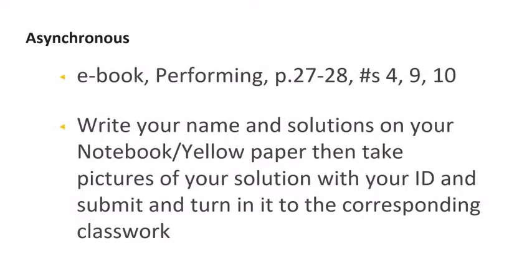Now it's your turn. Using your ebook, please refer to pages 27 to 28, letter B, performing part. You will only answer numbers 4, 9, and 10. In your solution, you can use yellow paper, a page of your notebook, or a bond paper. You have to write your name and then your solution. For the first page, take a picture with your ID and then continue; for the remaining pages, it's okay not to have your ID taken.